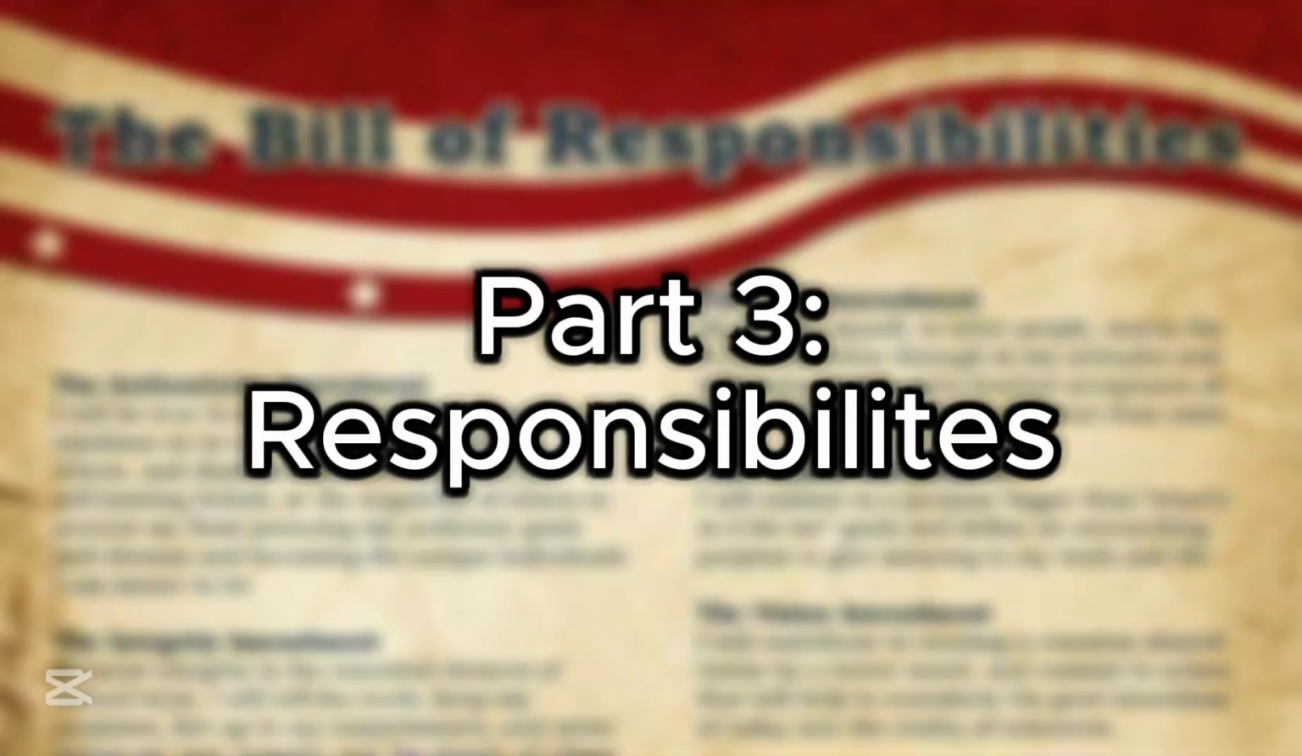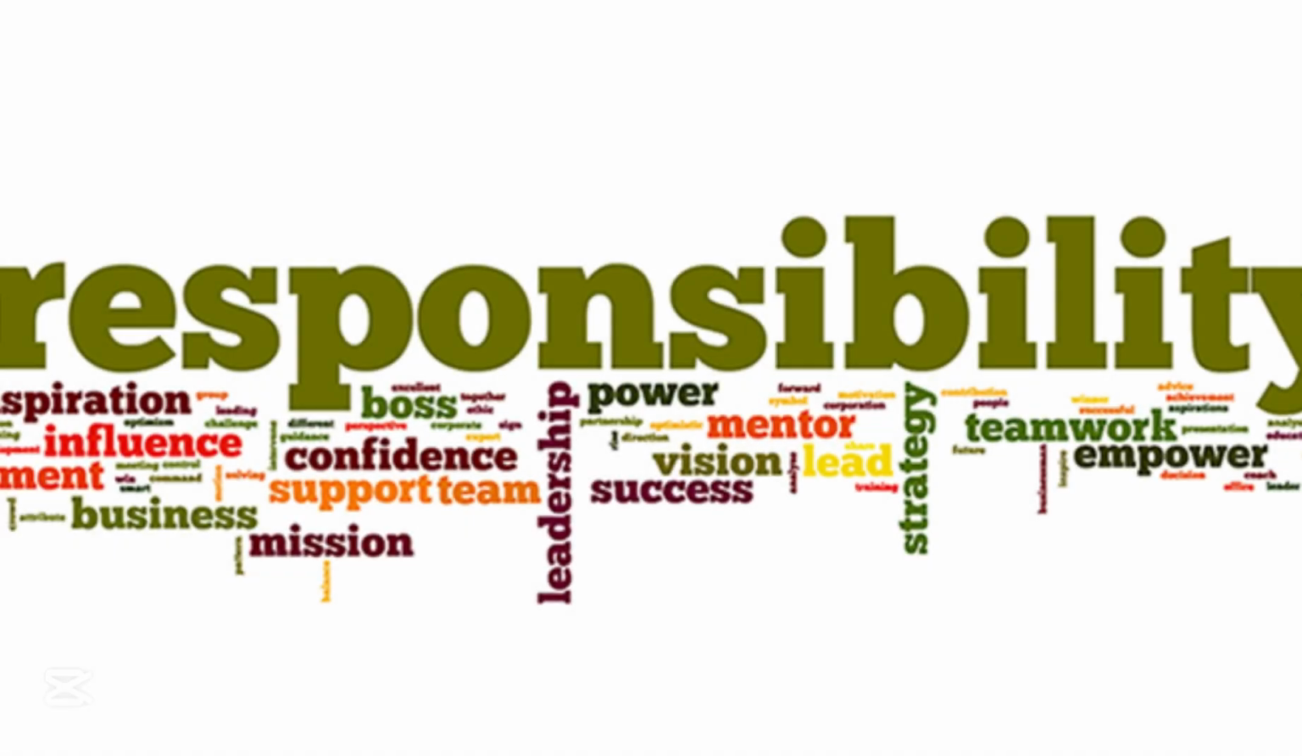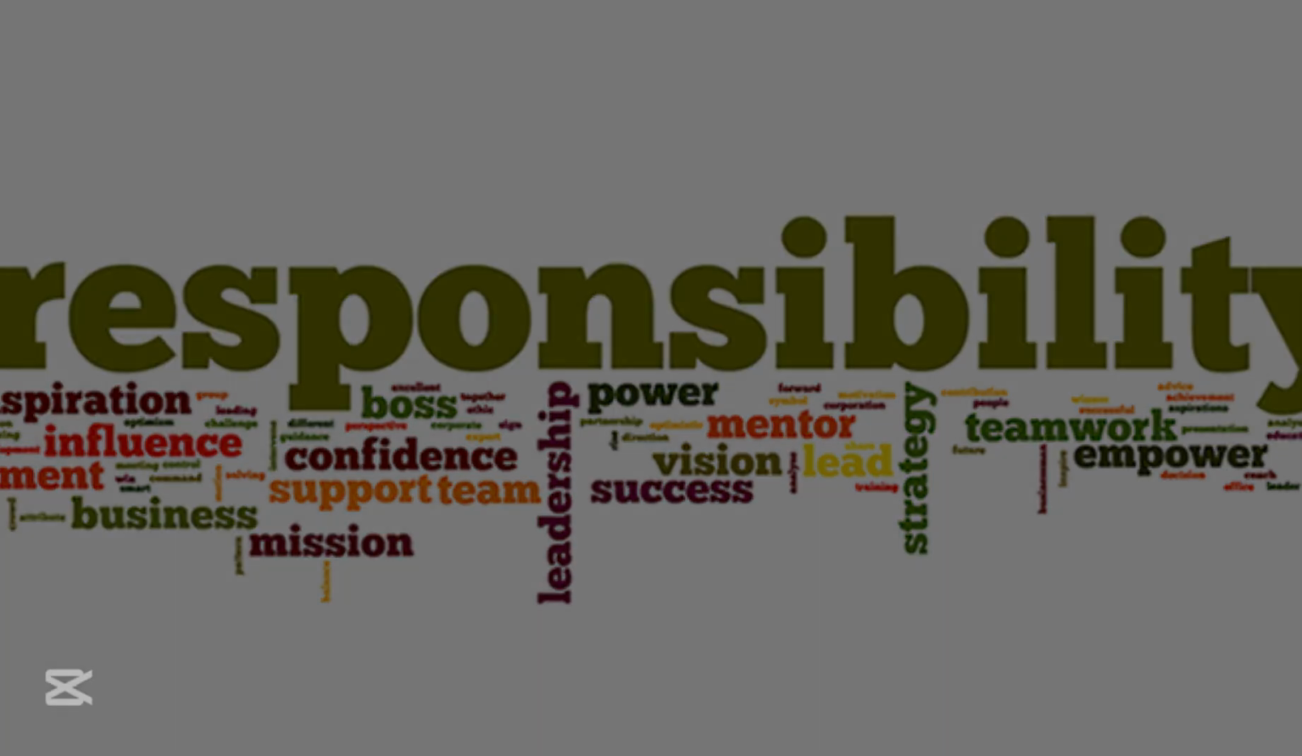Part 3. Responsibilities. Now that we have gone through most, if not all of the rights, let's now take a look at the responsibilities. So, while the Bill of Rights primarily outlines individual freedoms, there are also responsibilities attached to these rights. Citizens must respect the rights of others and comply with the laws designed to protect everyone's freedom. Here are some key responsibilities.